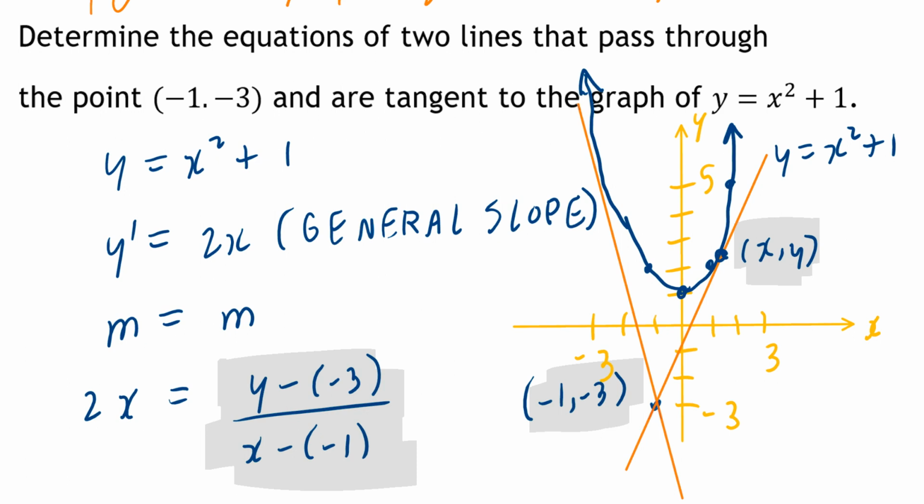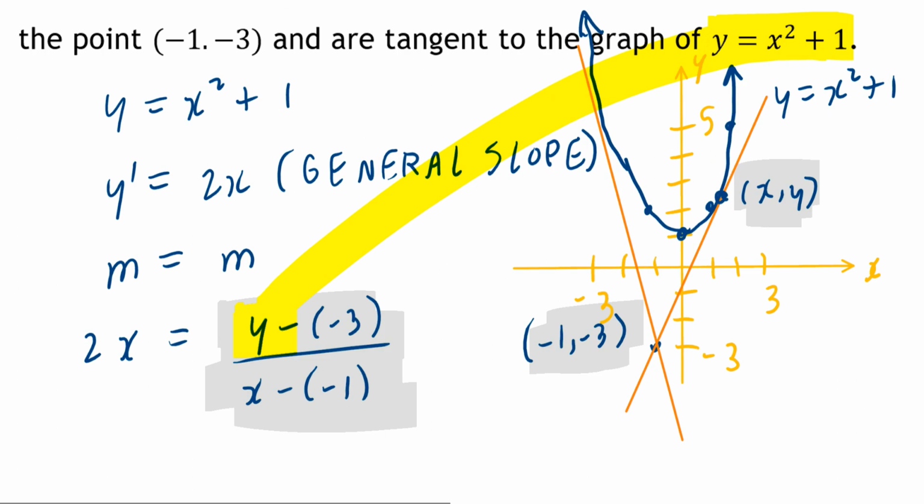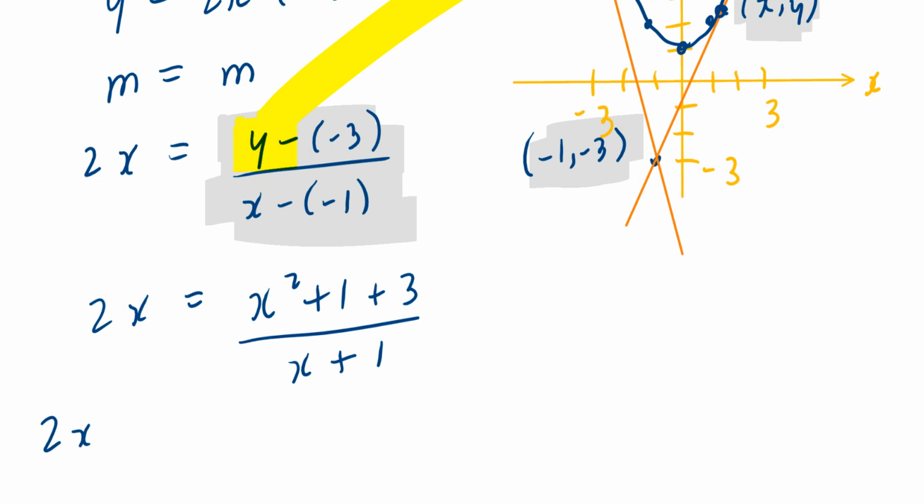Now, the concern here is that we cannot solve for x because we have everything in terms of x and y right now. The key is to express everything in terms of x. How do we do that? We're given y equals x squared plus 1. So we're going to plug it in, which means 2x equals (x squared plus 1, minus -3, which is plus 3) divided by, again, x plus 1. And we can solve for x now. Again, just by inspection, I can already tell we're not going to get nice numbers. I'm doing a little bit of mental math as I'm looking at this.